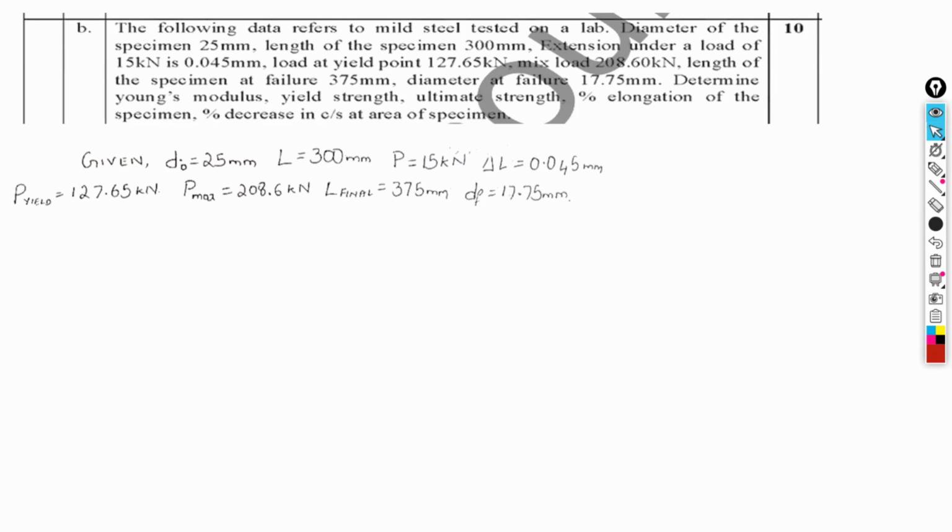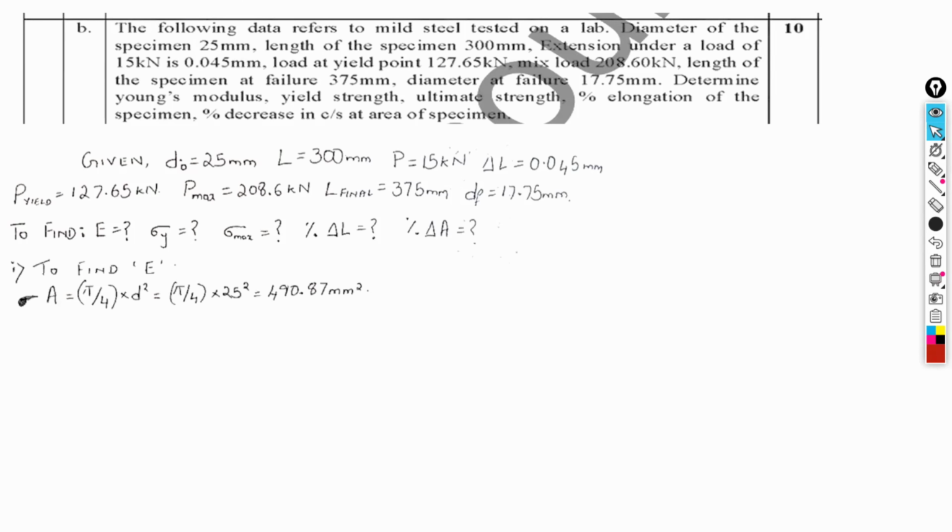Then load at yield point 127.65 kilonewton, maximum load P max equals 208.6 kilonewton. Then final length is 375 mm. Diameter at failure is 17.75 mm. So we have to find Young's modulus E, yield strength sigma y, ultimate strength sigma max, percentage elongation, percentage delta L, then percentage decrease in area, so percentage delta A.